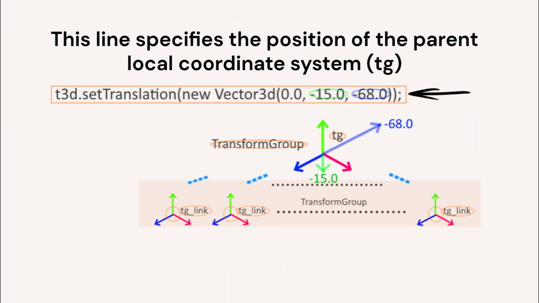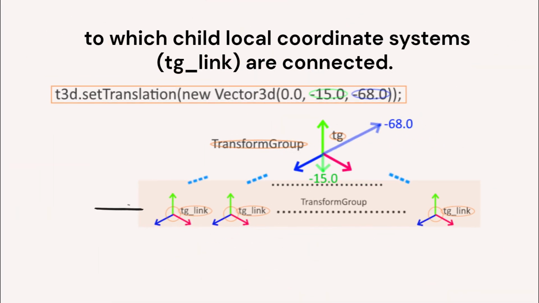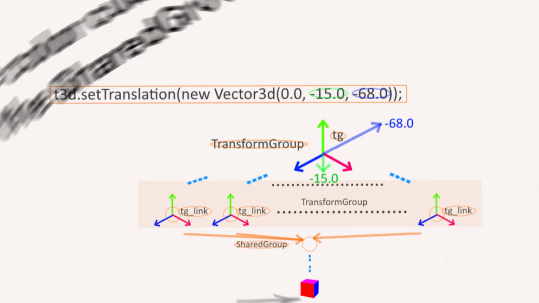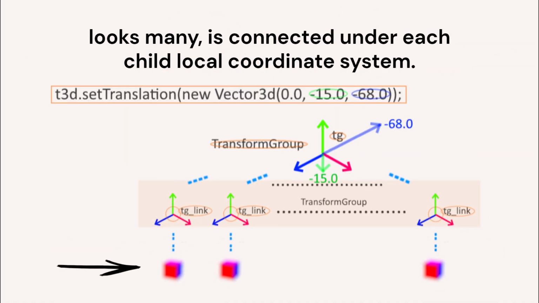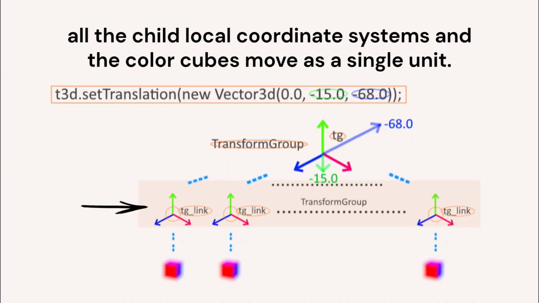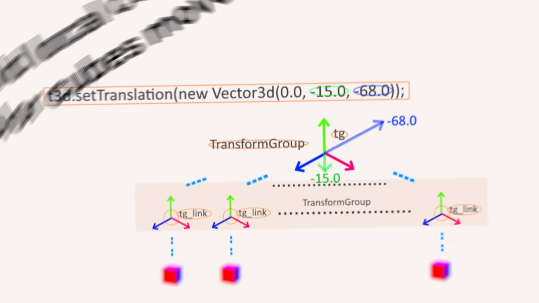1a. This line specifies the position of the parent local coordinate system, TG, to which child local coordinate systems, TG-link, are connected. One color cube, but by using the shared group class, looks many, is connected under each child local coordinate system. Therefore, if you move the parent local coordinate system, all the child local coordinate systems and the color cubes move as a single unit.